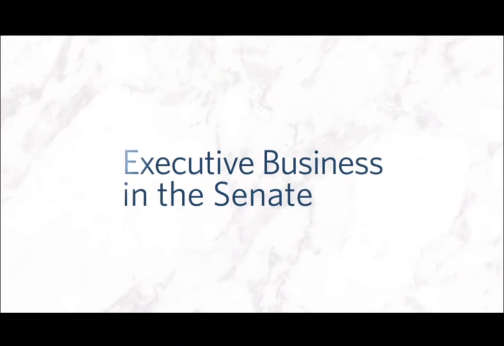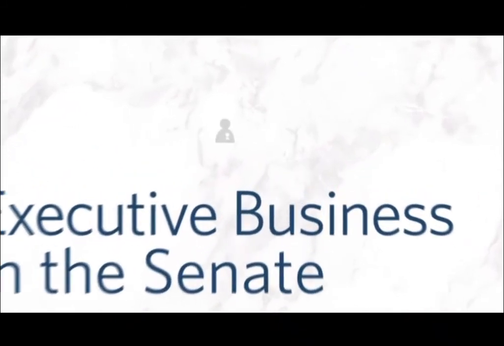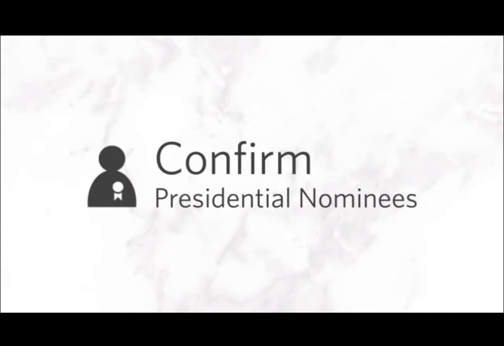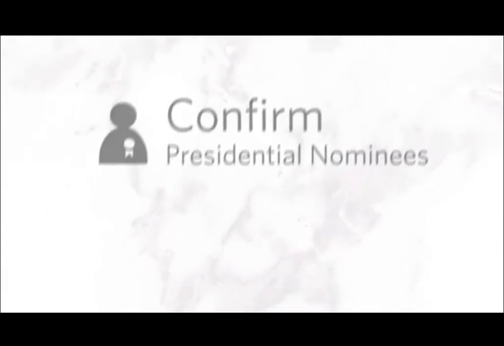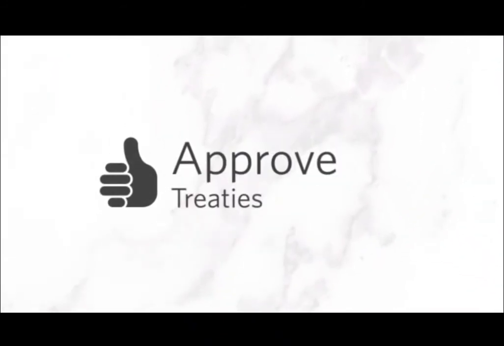In addition to full legislative authority, the U.S. Constitution provides the Senate with two unique responsibilities. First, the power to confirm certain presidential nominees to the federal judiciary and certain executive branch positions. And second, the power to approve treaties.